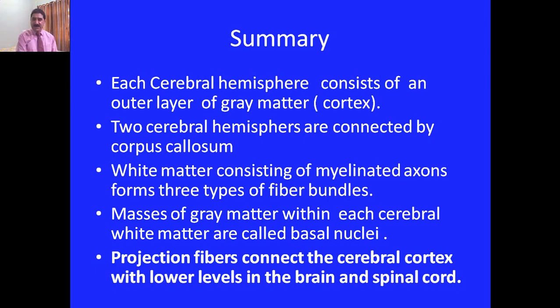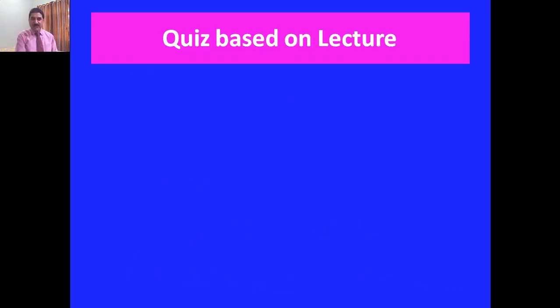Masses of gray matter within each cerebral white matter are called basal ganglia or basal nuclei. These masses of grey matter lie lateral to the lateral ventricle at the level of interventricular foramina. The projection fibers connect the cerebral cortex with lower levels in the brain and spinal cord. An important component of these projection fibers is internal capsule. In the internal capsule, the fibers are tightly packed. The posterior limb of internal capsule contains corticospinal tract. Even a minor vascular injury results in widespread clinical manifestations because of the close packing of the fibers in the internal capsule.